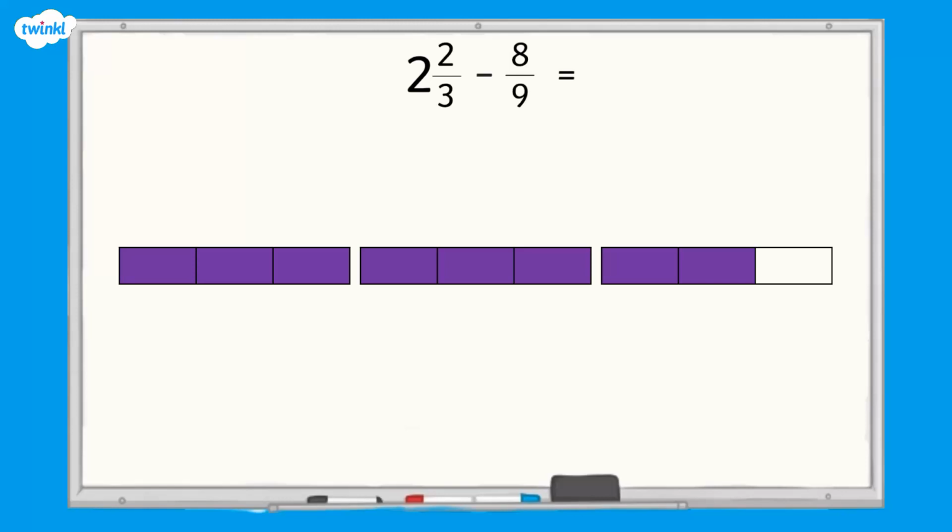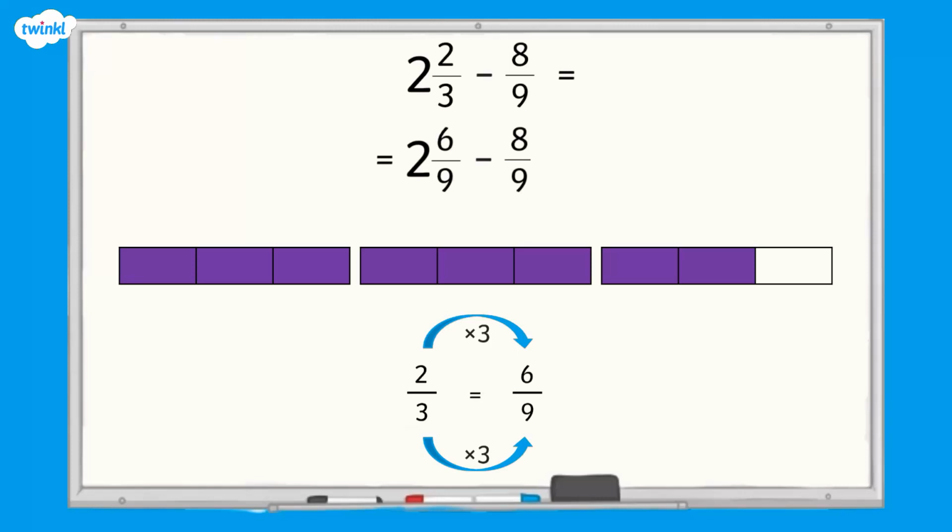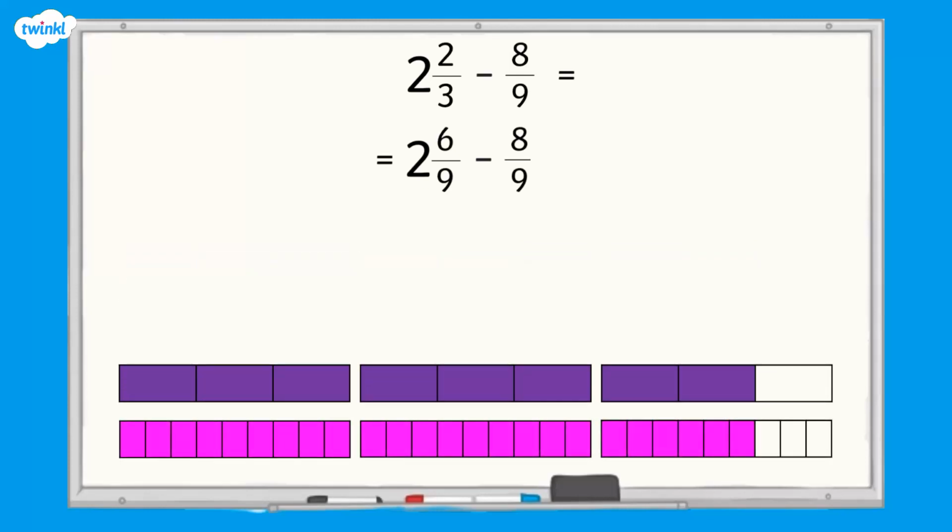9 is the lowest common multiple of 3 and 9, so we need to find the equivalent fraction of 2/3 in ninths. 2/3 is equivalent to 6/9, so 2 2/3 is equivalent to 2 6/9. Our calculation is now 2 6/9 subtract 8/9. Now that we have a common denominator, we can complete the calculation. We can use our bar model and cross out 8 of the sections to subtract 8/9. We have 1 complete bar and 7 additional sections left, which is 1 7/9.